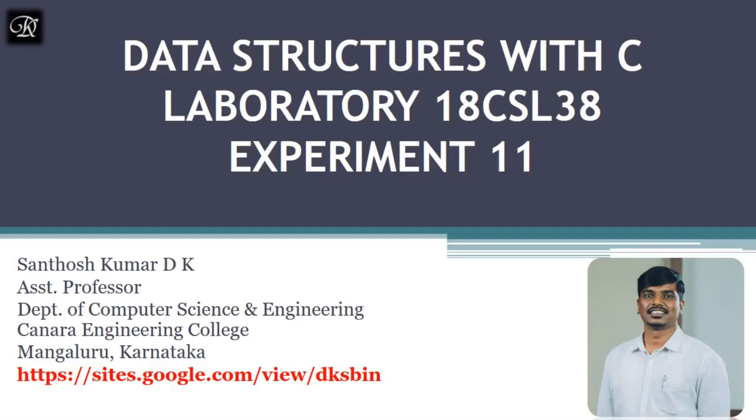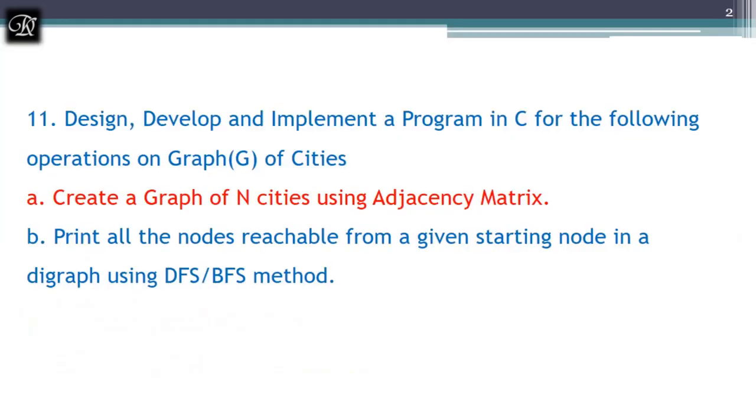Hi all. In this video, we will discuss experiment number 11. The experiment number 11 is all about traversing a graph. Before traversing a graph, what we are going to do here is we are going to create a graph of n cities, and we'll traverse the graph to check whether the cities are reachable from the given source.